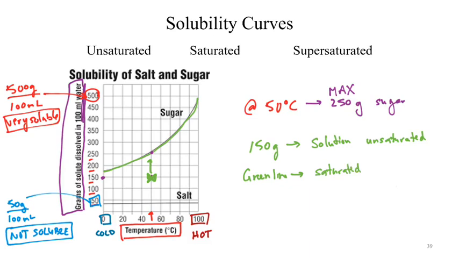Okay, so let's change the temperature again. Let's say instead of being at 50 degrees, I jump up to 80 degrees. What would be the saturated amount of sugar that could dissolve? Well, to figure that out, we said the green line is our saturated. So I move up my red point to that 80 and 350 grams. So my saturated amount of sugar in water is going to be 350 grams of sugar. Okay?